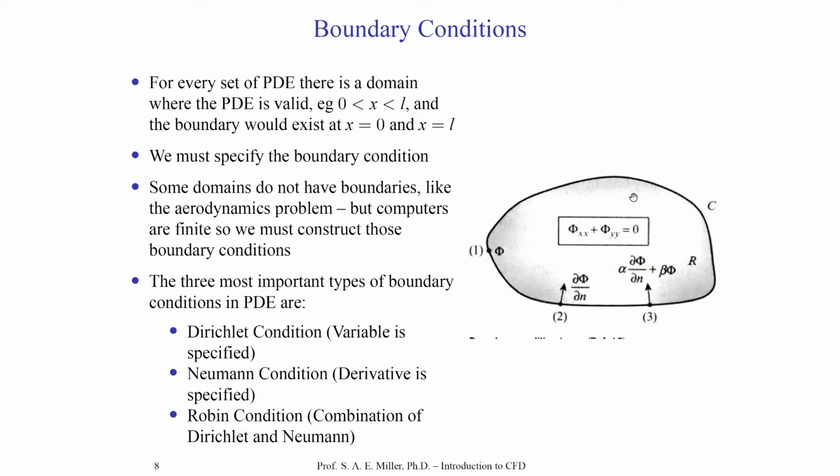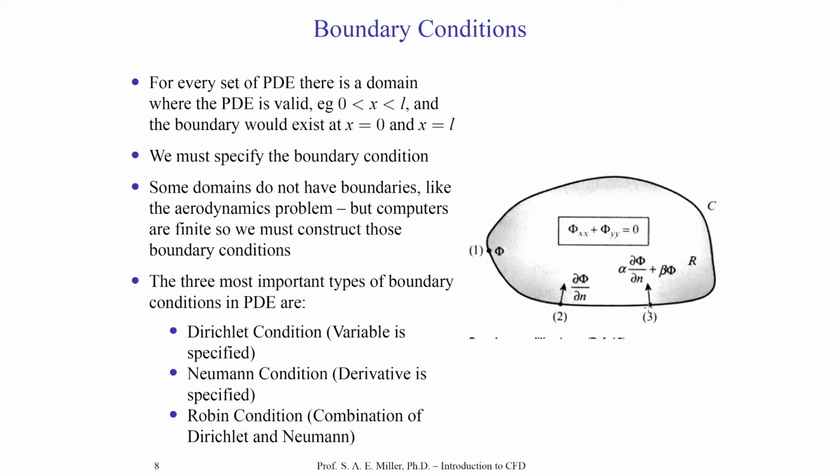On the right, I've placed yet another example. For example, there might be some domain R, and there's a boundary C. At different points, we might specify these three types of conditions. At 1, we've specified the Dirichlet condition, phi. At 2, we've specified a Neumann condition, partial phi, partial n. And at 3, we've specified, for example, a Robin condition.